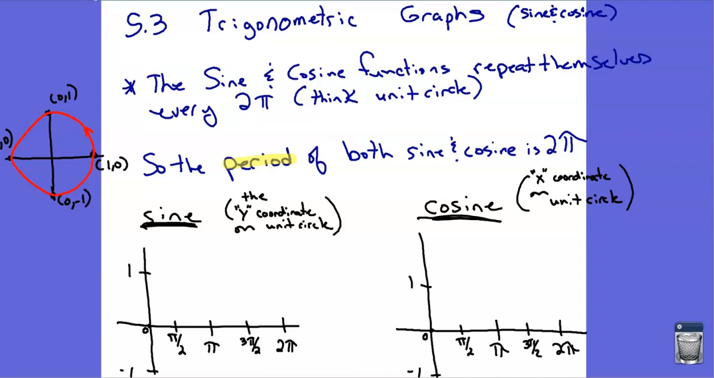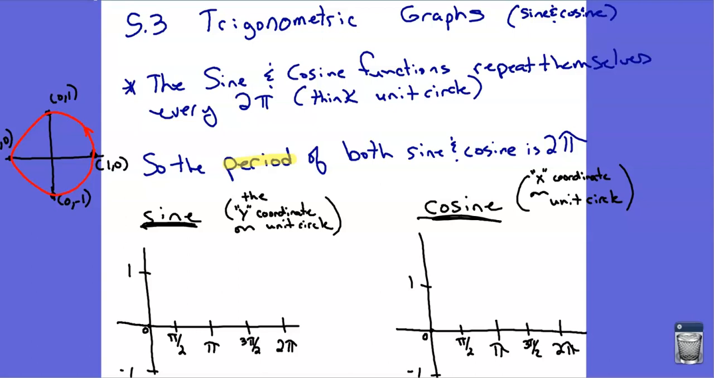This is 5.3. We're going to start graphing trig functions, primarily sine and cosine. I've said it to you before, sine and cosine is the emphasis on figuring out a lot of the other trig functions, so we're going to start with sine and cosine. The sine and cosine functions repeat themselves every 2 pi. So think of the unit circle.